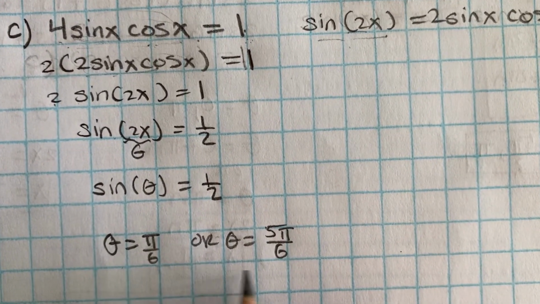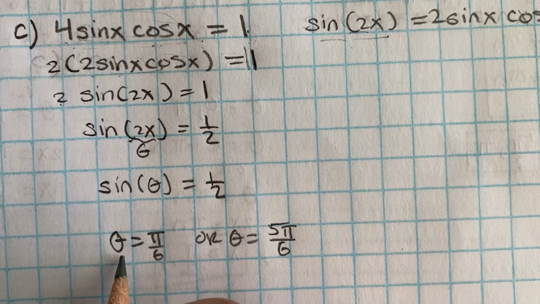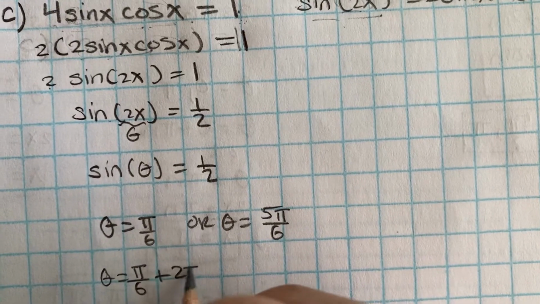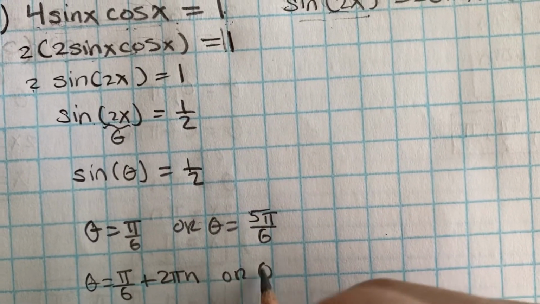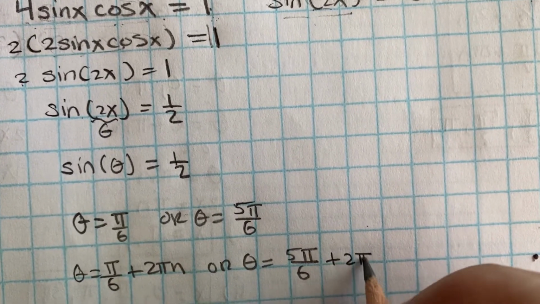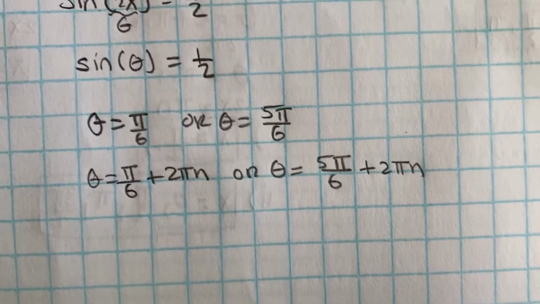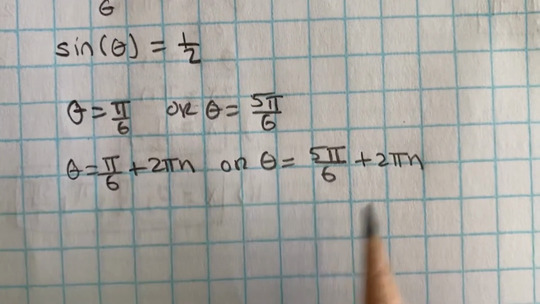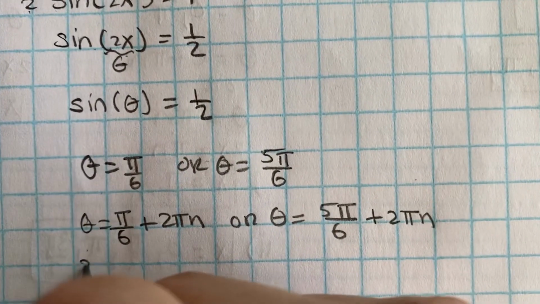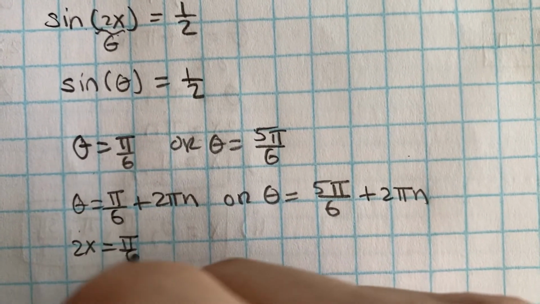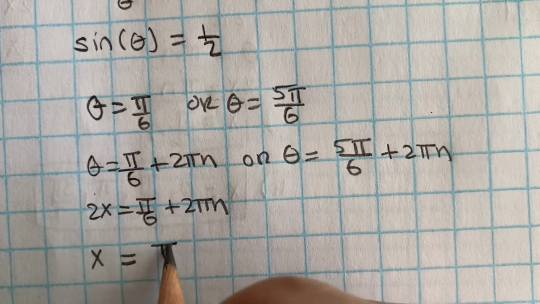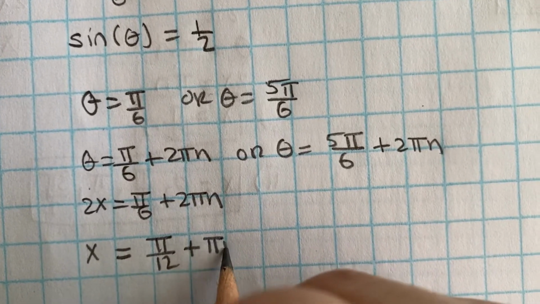And you want to write the general solution. So theta is going to equal pi over 6 plus 2 pi n, or theta is equal to 5 pi over 6 plus 2 pi n. Okay, so you're almost done. The last thing you need to do is to remember that theta is actually equal to 2x. So substitute it back into here. If you get x by itself, you're going to get pi over 12 plus pi n.